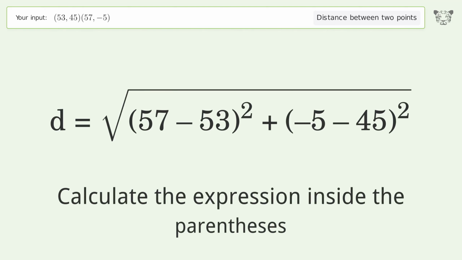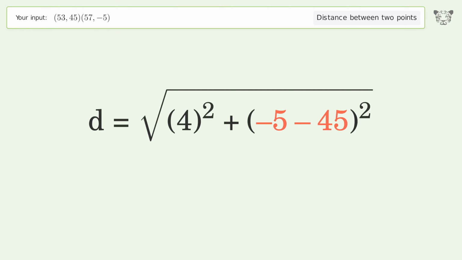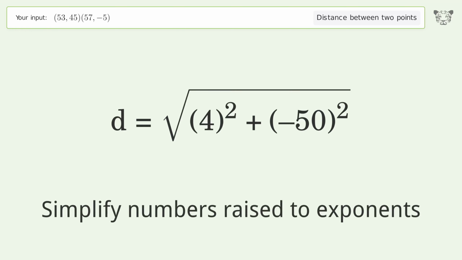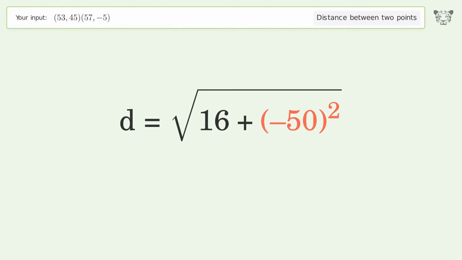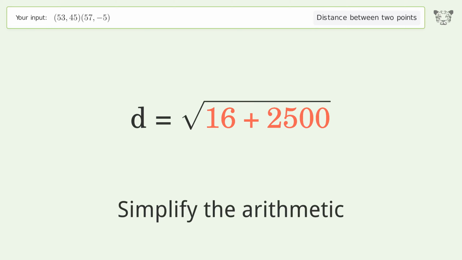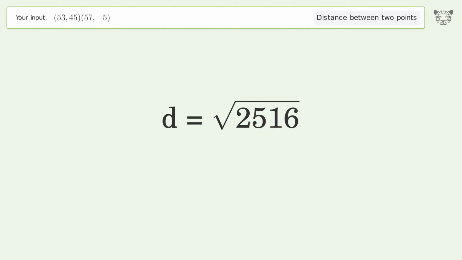Calculate the expression inside the parentheses. Simplify numbers raised to exponents. Simplify the arithmetic. And so the distance between the 2 points is the square root of 2,516, or 50.16.